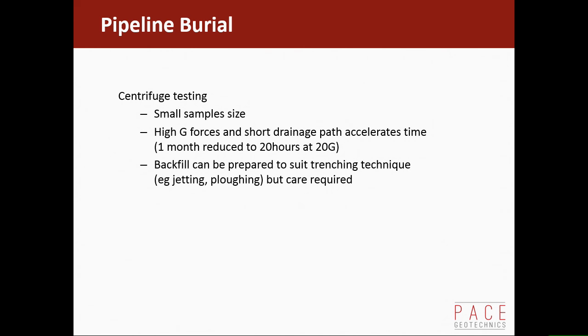By spinning it in a centrifuge, if it's at 10 G, then you get the same stresses at 10 centimetres depth as you would get at 1 metre. So you end up with 1/10 of the sample.